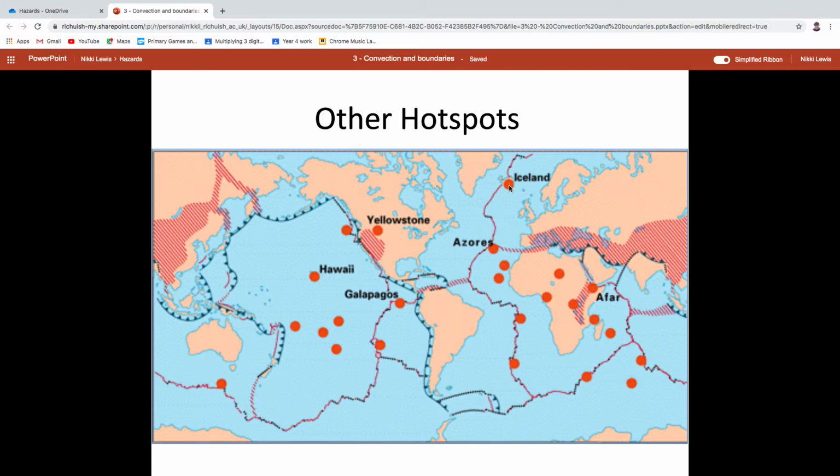So it is entirely possible to get hotspots at margins, but notice they're just kind of random. It's wherever there happens to be a hotter part of the mantle.